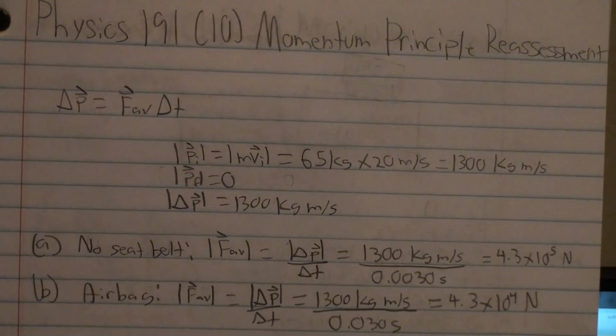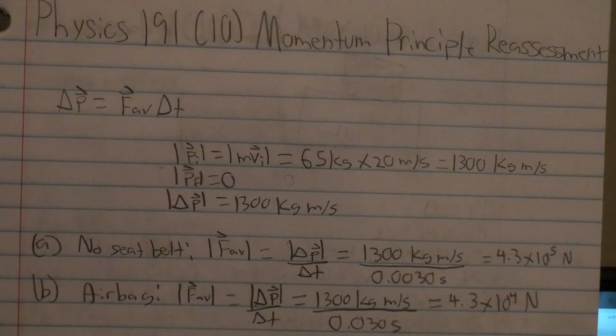So, as mentioned in the email this video is attached to, a car moving at 20 meters per second crashes into a tree. Find the magnitude of the average force acting on the passenger with a mass of 65 kilograms in each of the following cases.